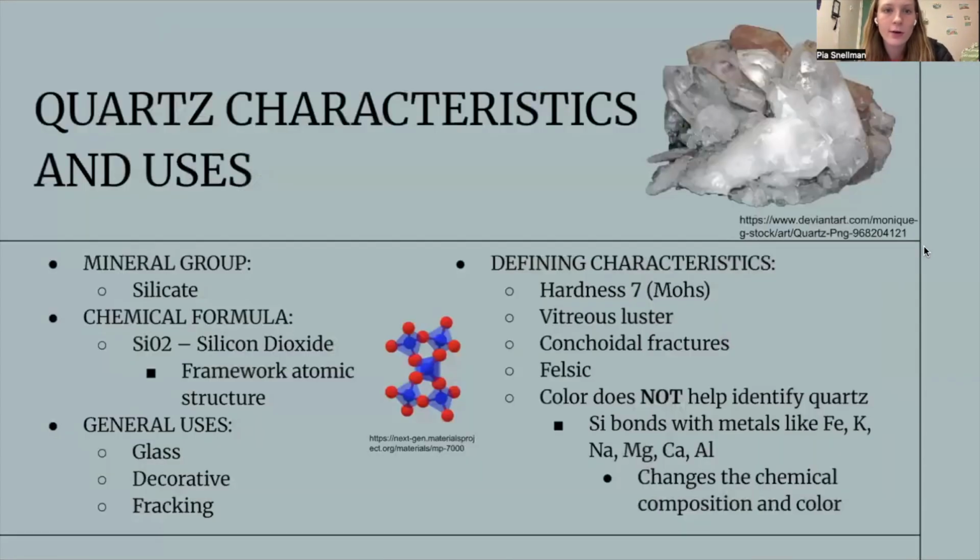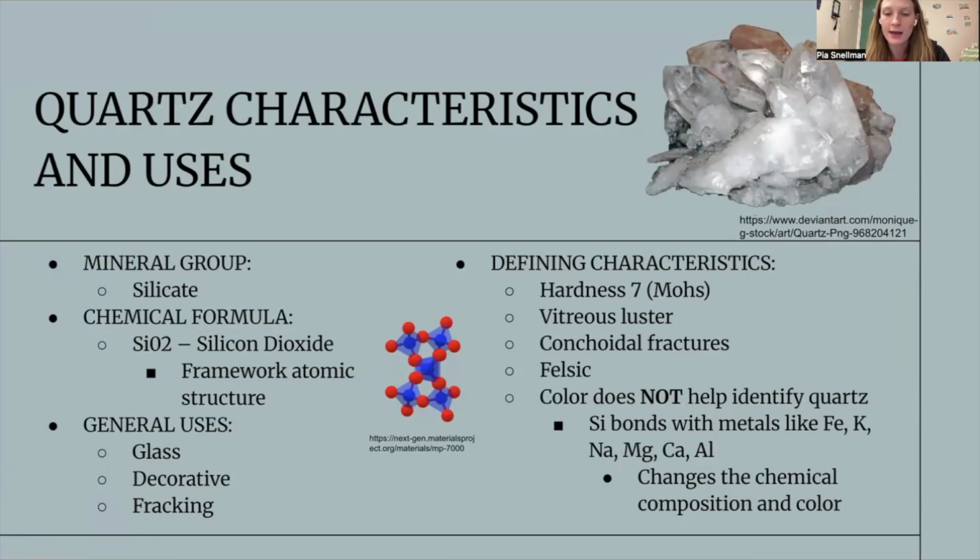And so, first of all, quartz characteristics and uses. Quartz belongs to the silicate mineral group. It has a chemical formula of SiO2, which is silicon dioxide, and it has a framework atomic structure. Some defining characteristics of quartz are that it has a hardness of 7 on the Mohs scale, it has a vitreous or glassy luster, it fractures conchoidally, meaning that there are no clear fracture planes, and this is due to the framework atomic structure.